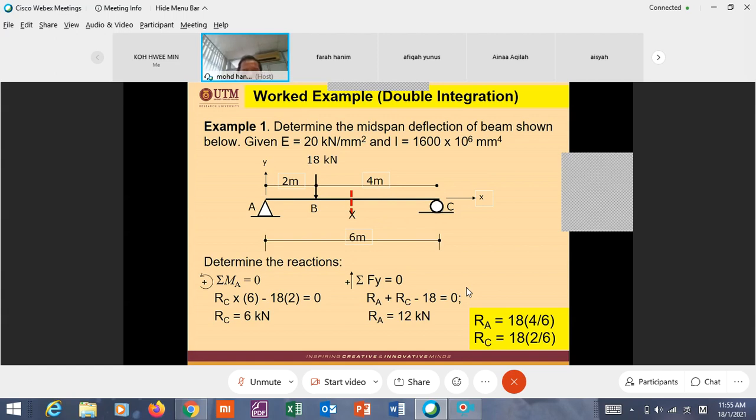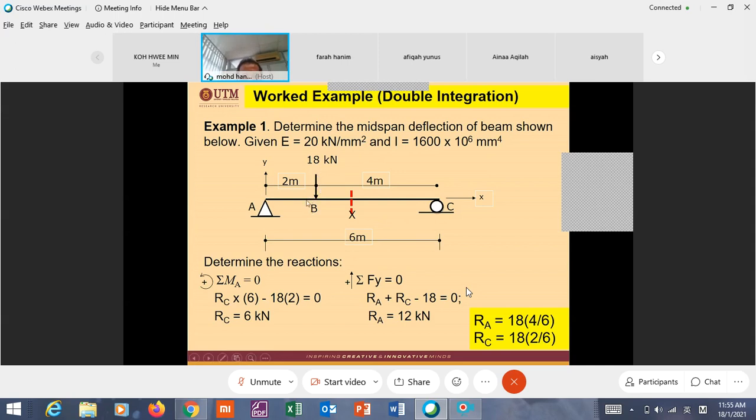But in this online class, if you want to take a break yourself, I also cannot see you. Okay, determine the midspan deflection of the beam. E equal to 20, I equal to 1/600. In example 1 and example 2, there is no value. The deflection is only in terms of E and I. And now we have values. When you have values, that means the deflection will be in millimeters.